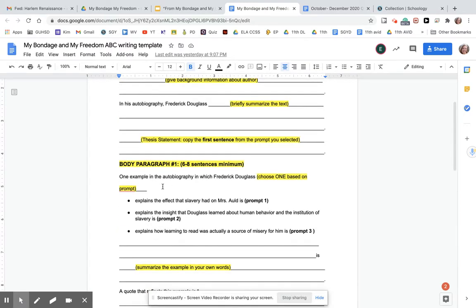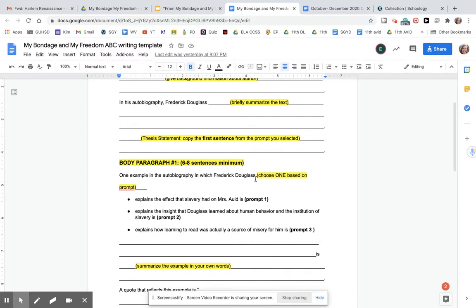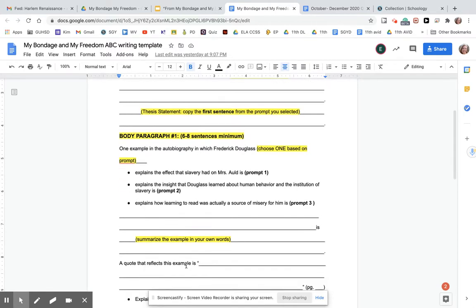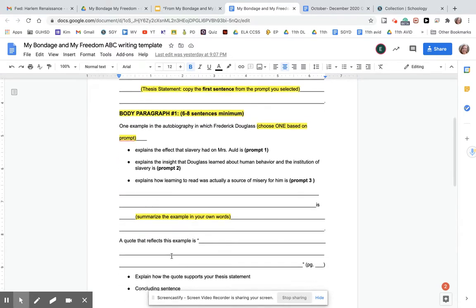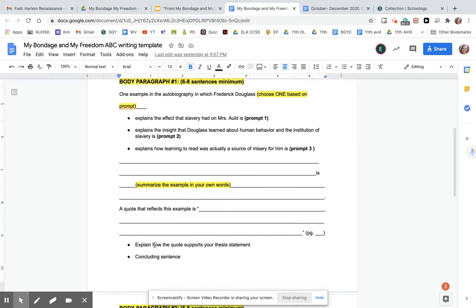Body paragraph 1. One example in the autobiography in which Frederick Douglass. Then what you have to do to complete the sentence is you have to go back to the prompt you chose. Okay, if you chose prompt 1, this is what you'll write. One example in the autobiography in which Frederick Douglass explains the effect that slavery had on Mrs. Auld is, then you would summarize the example in your own words. Then you would give a quote that reflects the example. Then you explain how the quote supports your thesis statement, and then you conclude your paragraph.